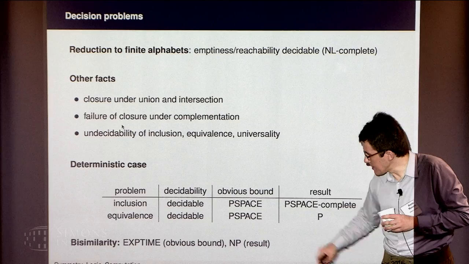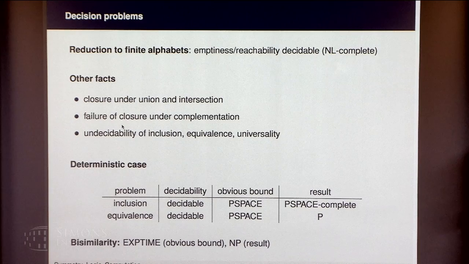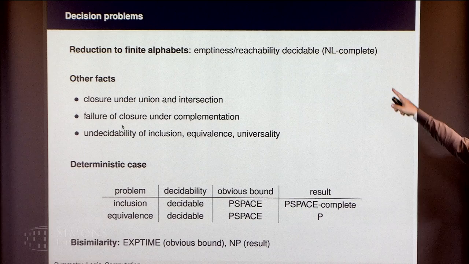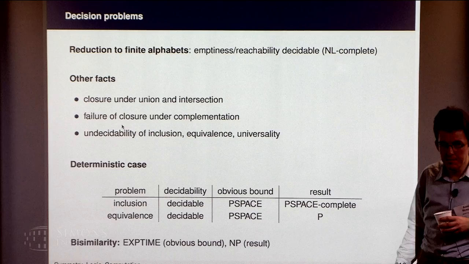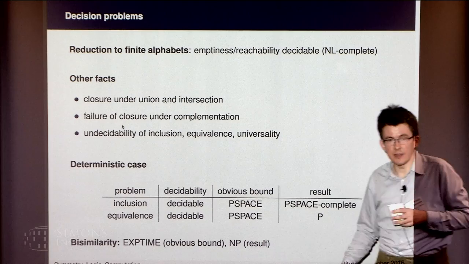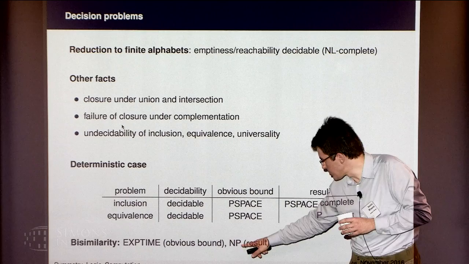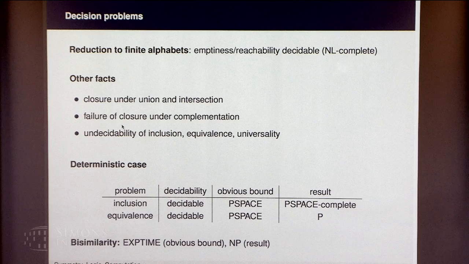In order to arrive at this result, we had to delve into bisimilarity. Bisimilarity, again, is decidable, and the decidability can be shown by the same reduction to finite alphabets. We can blow up the automaton to a finite alphabet, but this reduction is costly and leads to an exponential blow-up. So the obvious upper bound for bisimilarity is exponential time. But thanks to some group theoretic results and the structure of the problem, we have managed to reduce it from EXPTIME to NP. Next, let me tell you a bit more about bisimilarity testing in this setting.